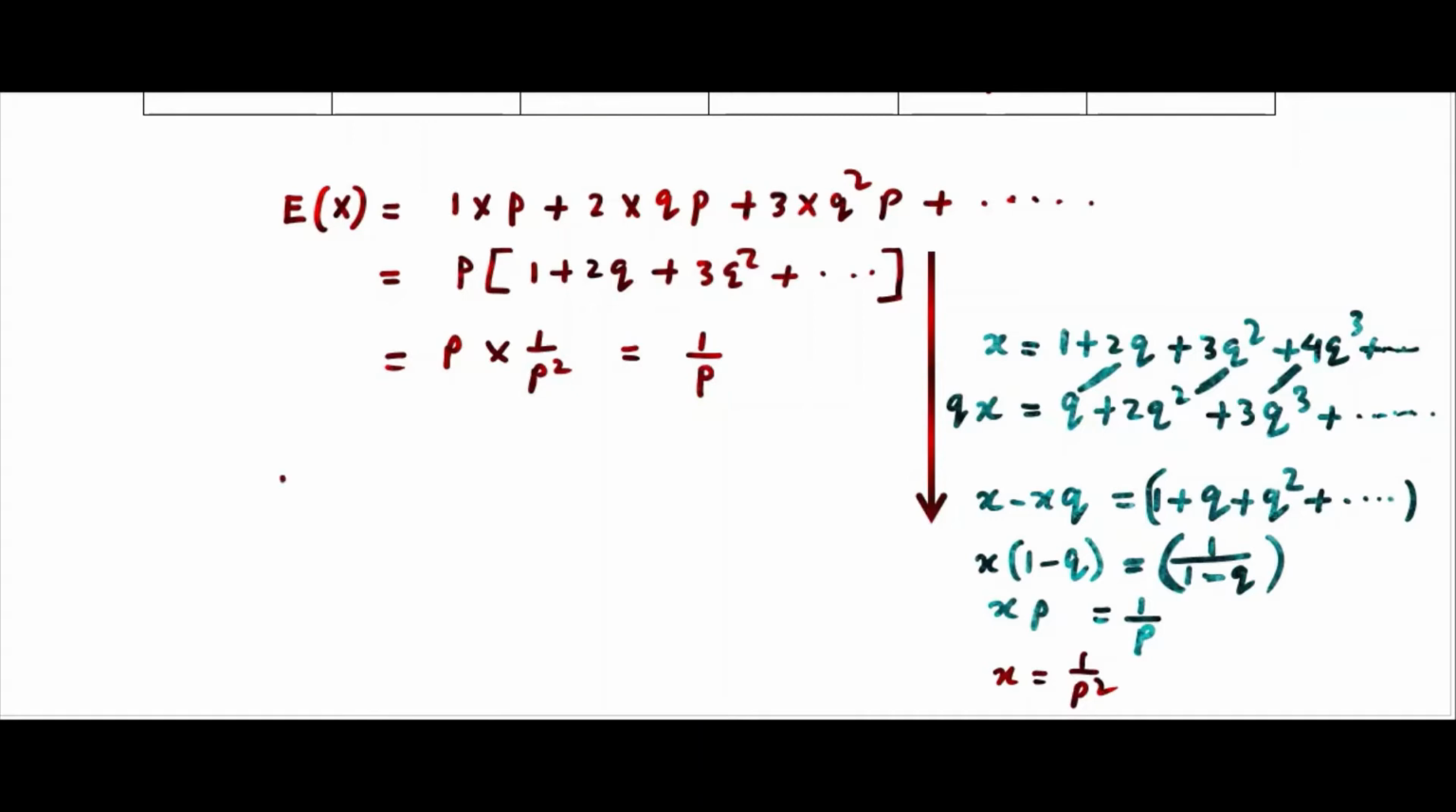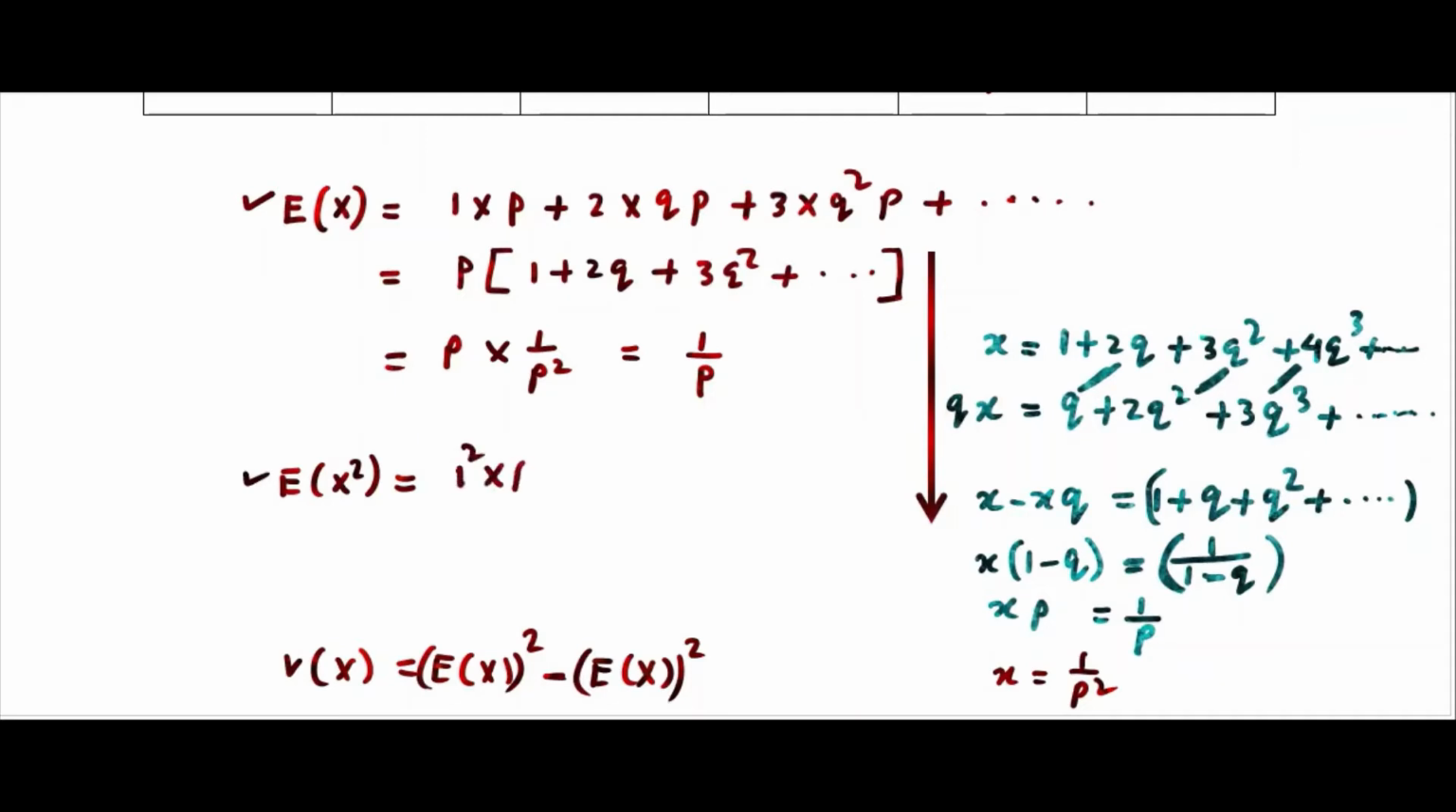Similar to this, you have to find E of X square. Once you find E of X square, then you will get the variance of X also. That will be E of X square minus E of X whole square. Okay. So this is easy, the second one, because you need to square only 1 divided by P. This one you need to find once again. So when you find E of X square, you can check this one. Similar pattern, just you need to square this.